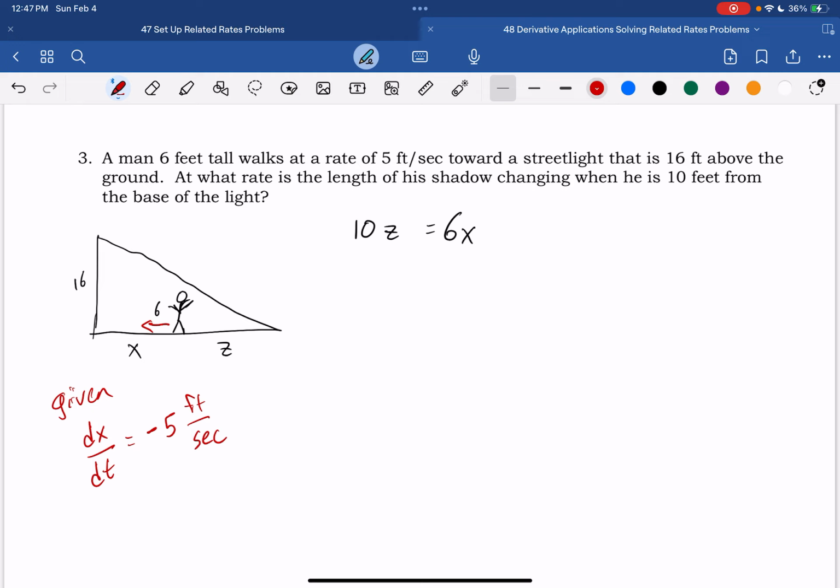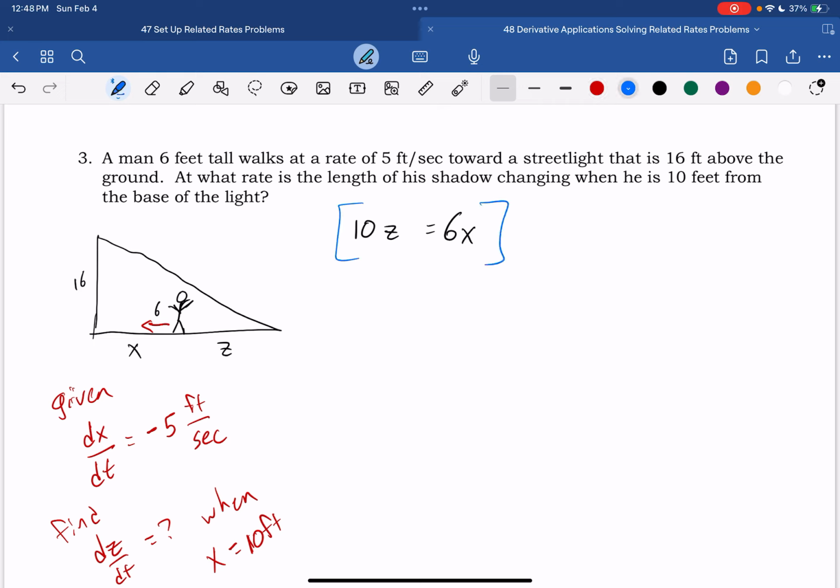And then what we're trying to find is a dz/dt when we are 10 feet from the base of the light pole. And so 10 feet, so our x is going to be 10 there. And so now we're ready to get going on the solving.